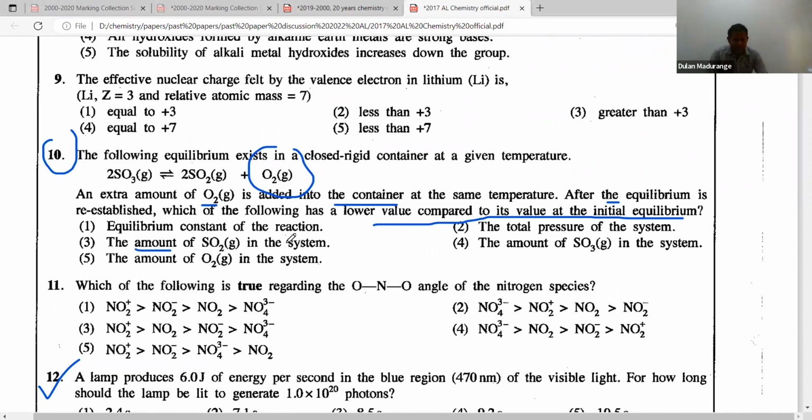The amount of SO2 in the system. Right? When O2 is added, the O2 content increases according to Le Chatelier's principle. In order to decrease the O2 content, the backward reaction is favored. When the backward reaction is favored, the SO2 amount automatically decreases. So how does the initial SO2 amount drop? That is why it was taken as the answer.